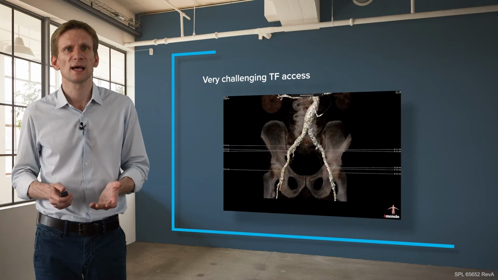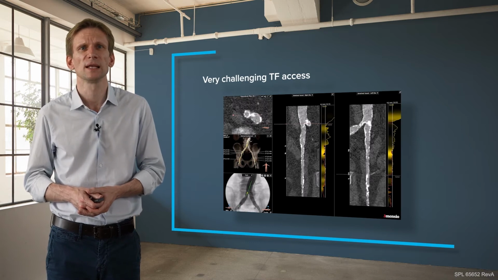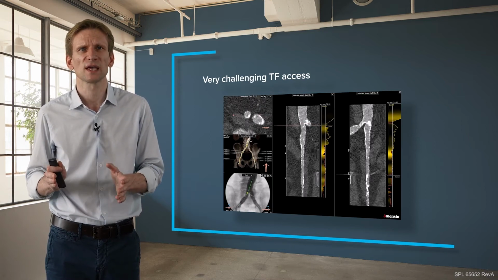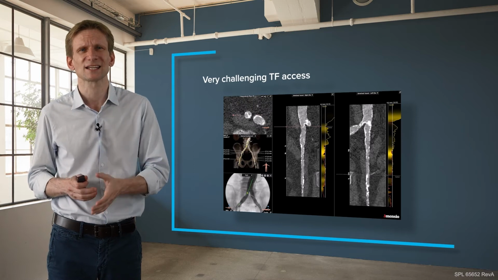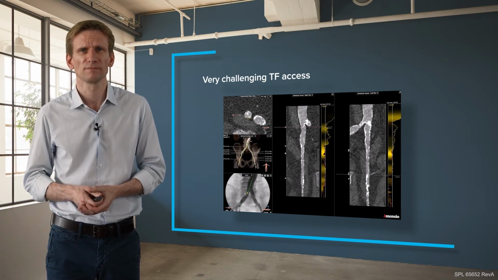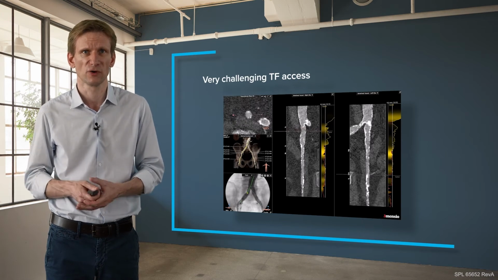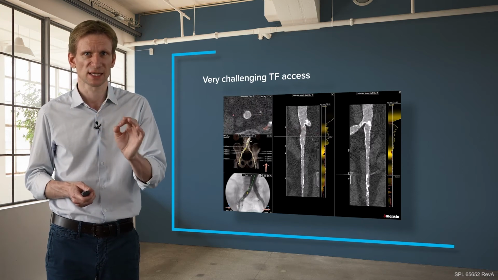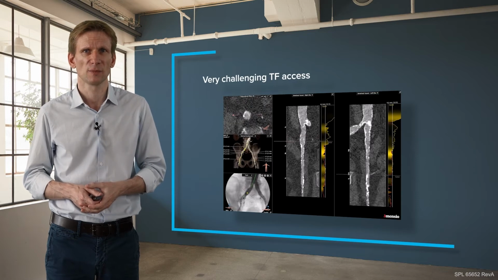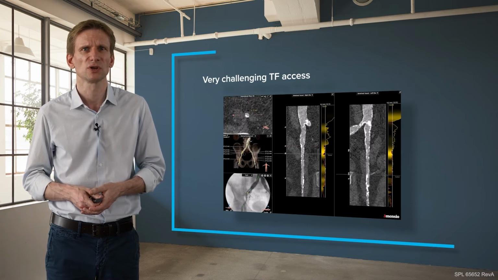A second example of a very challenging transfemoral access. Also here you can already immediately appreciate there's a lot of calcification. There's even some dissection in this right-hand side vessel. So probably this is a site which I would, if possible, try to avoid. You see these calcifications and dissections in the right common iliac, also in the external iliac further down. So this is probably an exercise which I would try to avoid.